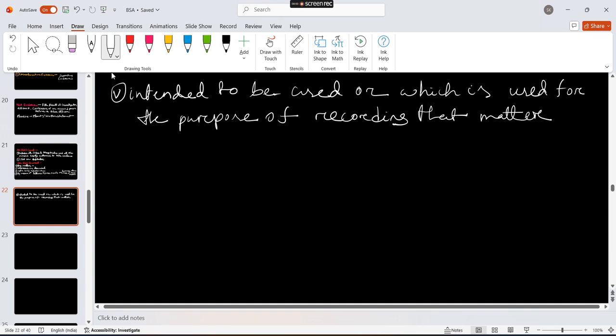So in this case, it is decided that a tape recording can also be treated or admitted as a document. Okay, so here it is decided that a tape recording can also be admitted as a document. So this is the important case.